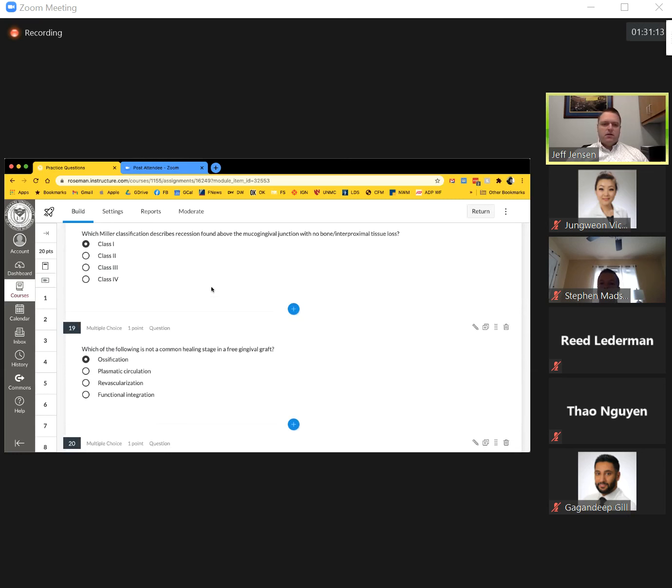Miller classification of recession. So what classification is the recession above the mucogingival junction and no bone or interproximal tissue loss? So that's class 1. So that's the one we like to see if we're going to treat it. Class 2 is simply the recession is at or below the mucogingival junction and no interproximal bone loss. Class 3 is at or to the mucogingival junction, but you also have an aspect of tooth rotation or some interproximal loss. And class 4 is widespread bone loss and attachment loss in multiple teeth and in interproximal areas.